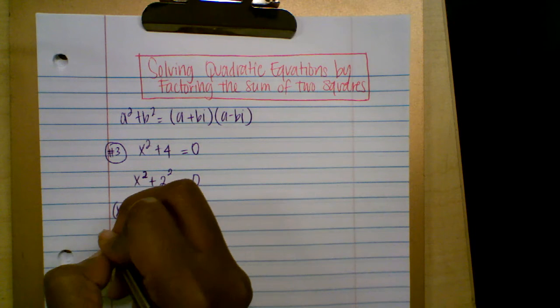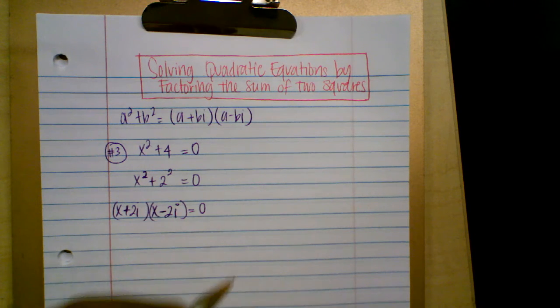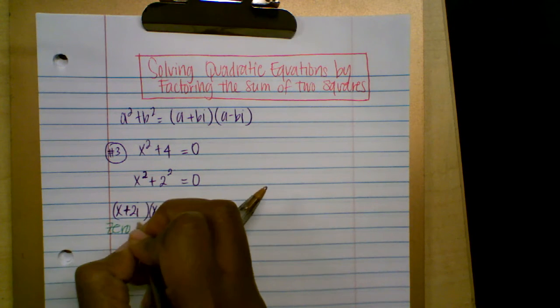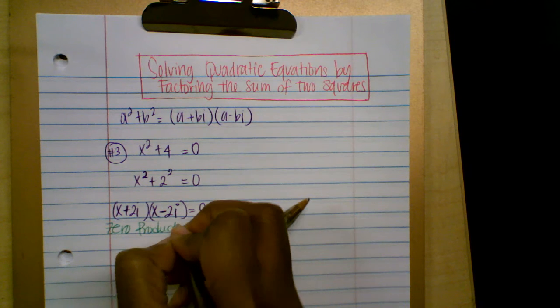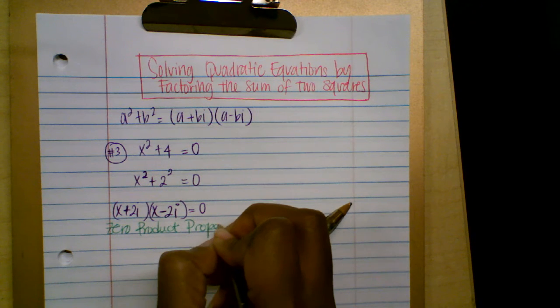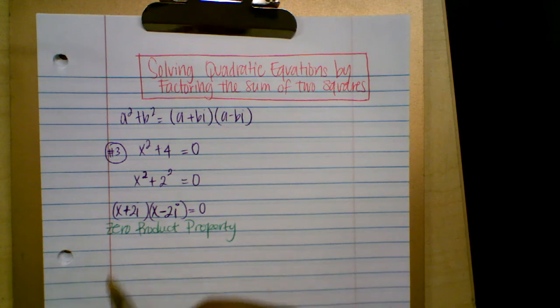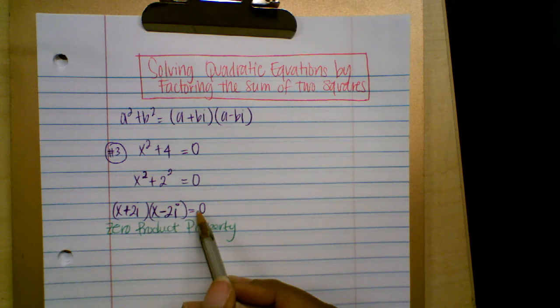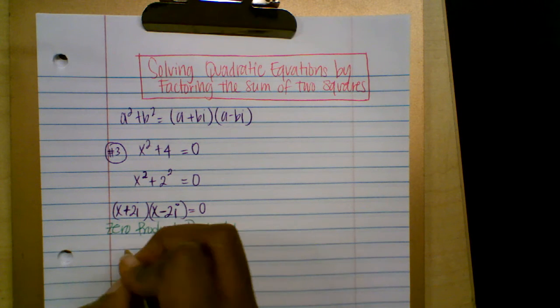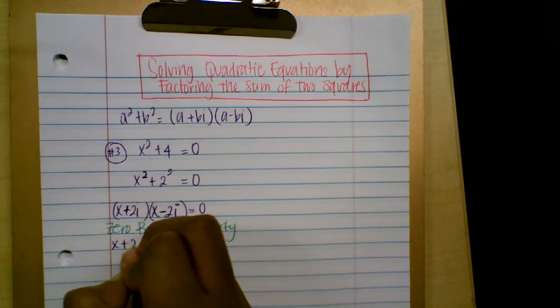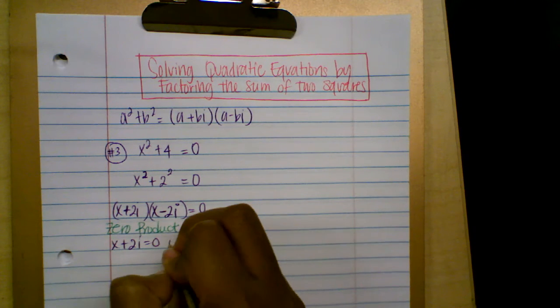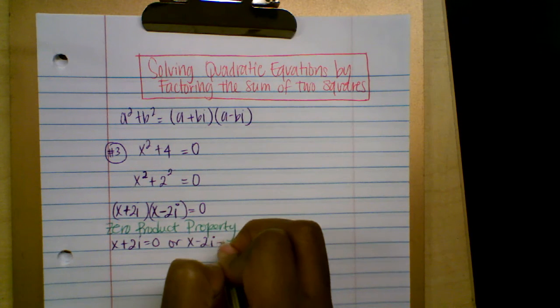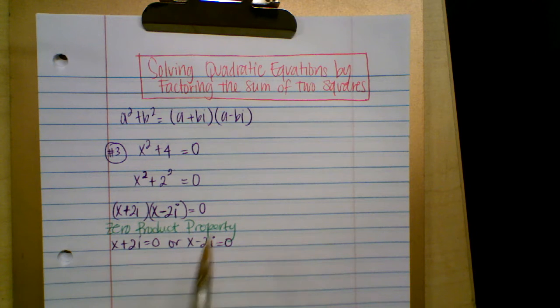Then after that, you're going to apply the zero product property, which means that if you have two factors whose product is equal to 0, one of them is equal to 0. So I'm going to write x plus 2i equal to 0 or x minus 2i equal to 0. Either one of them must be 0 for the entire product to be 0. And then you solve for x.